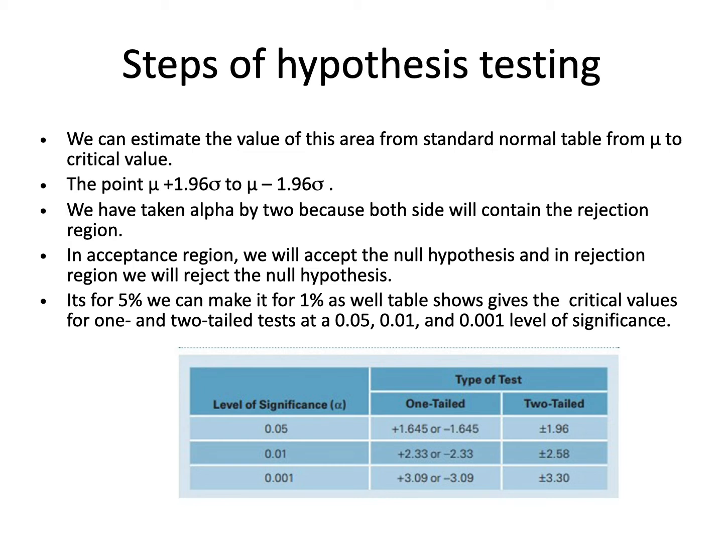We can see this table here gives the critical values for the 1 and 2 tail test at 0.05, 0.01 and 0.001 level of significance. This is the table we can see, and on the basis of this we will take the decision.